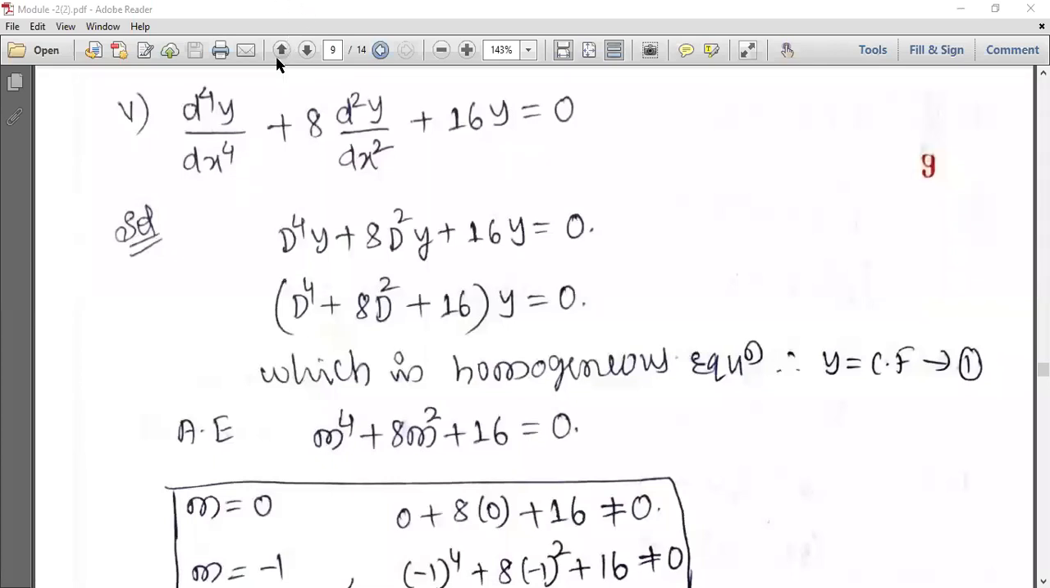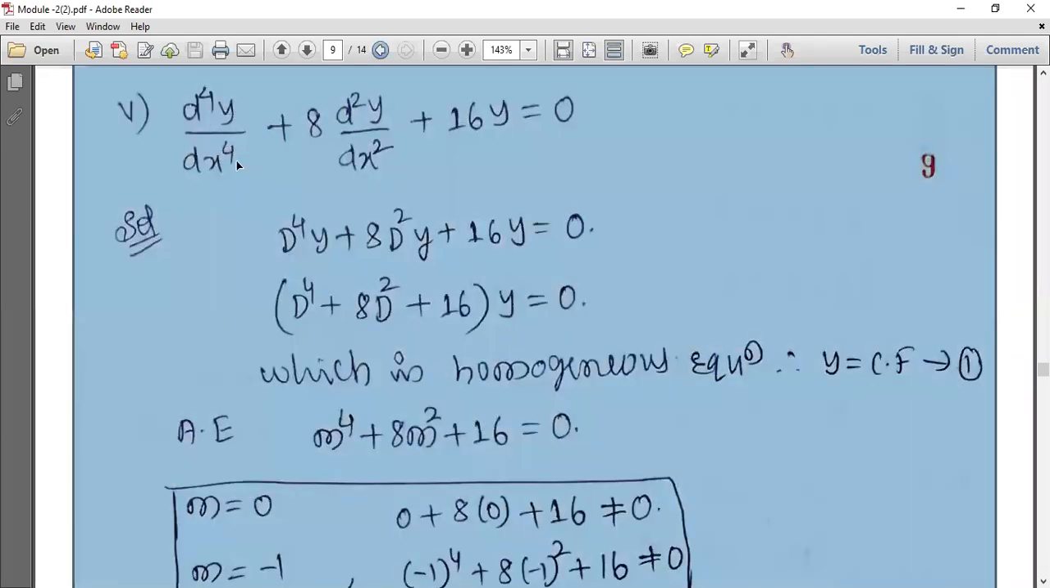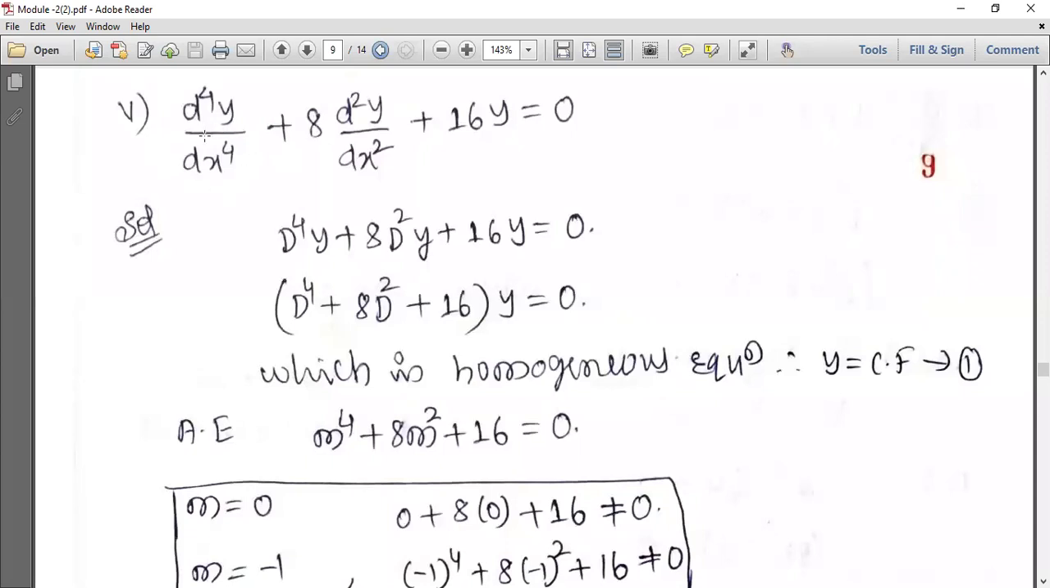The fourth one is d raised to 4y by dx raised to 4 plus 8 d square y by dx square plus 16y is equal to 0. So I told you how to write it here. Whatever this is, capital D raised to 4 into y plus 8 into d square by dx square, so 8 D square y plus 16y is equal to 0.